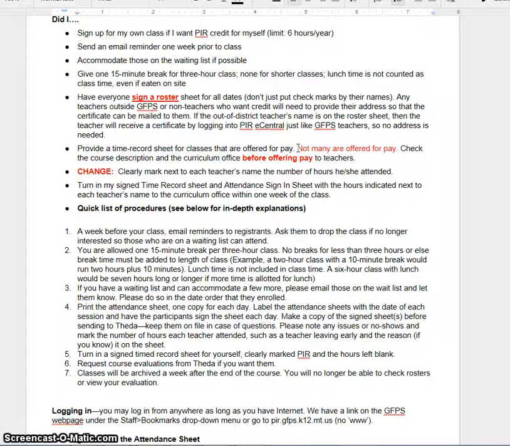So if somebody comes to you and you have no prior knowledge that your PIR is being offered for pay, and somebody asks you about it, the answer is probably no. There's no question about it. You would know ahead of time if yours is being offered for pay.